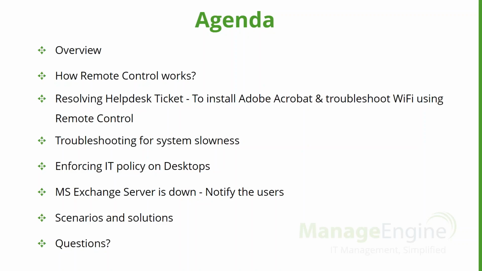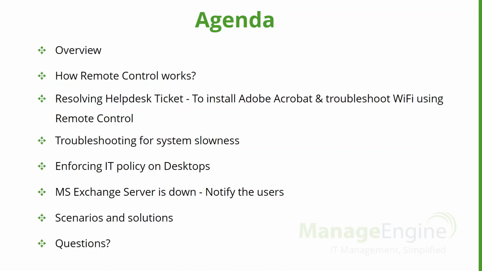All right, so let's have a quick look at the agenda for today. First, the overview: what is remote control, and how does it really work in the back end. Then I have taken a few scenarios which we came across to better explain the features offered by the product. First, a situation where you need to resolve a help desk ticket where the end user has raised a request to install the Adobe Acrobat application as well as a Wi-Fi connectivity issue. So how do we troubleshoot that?